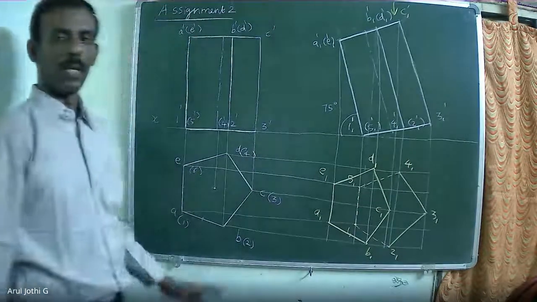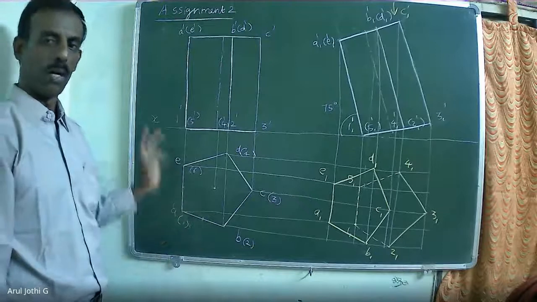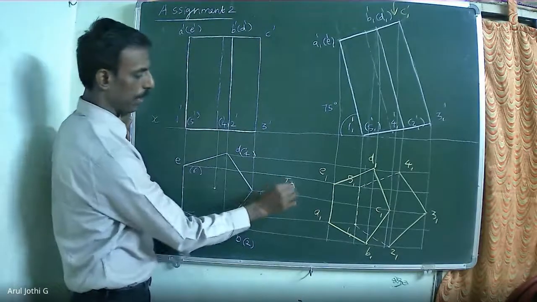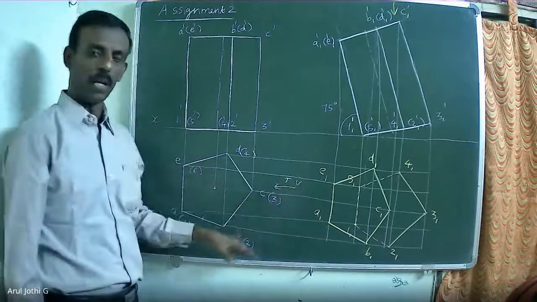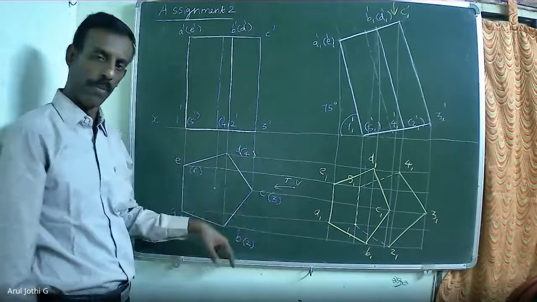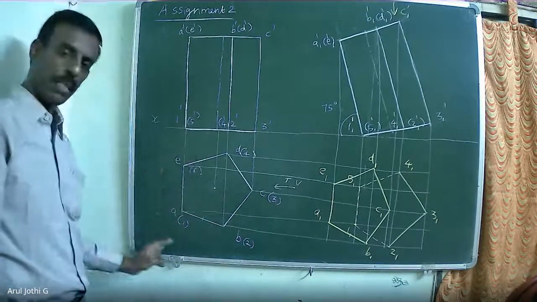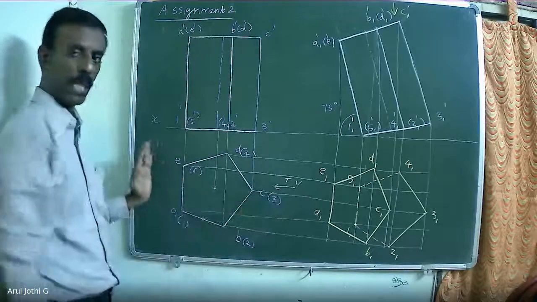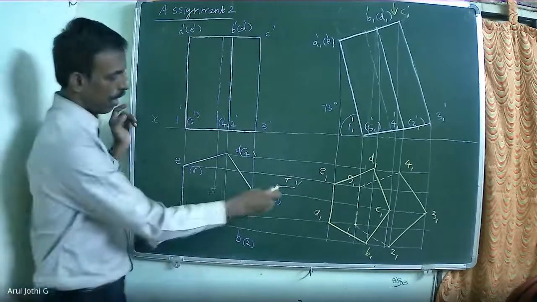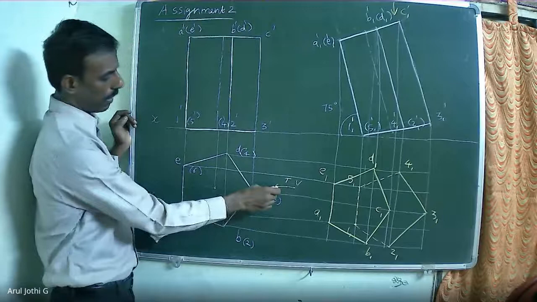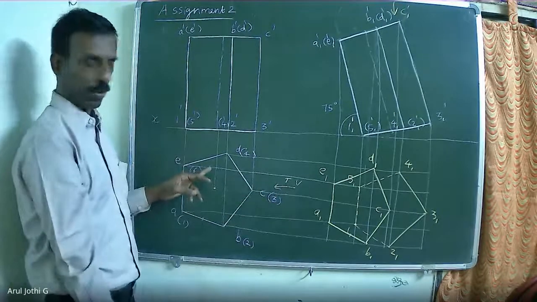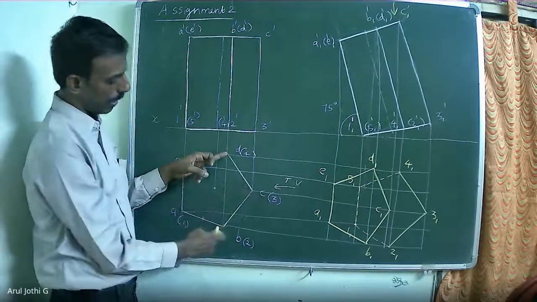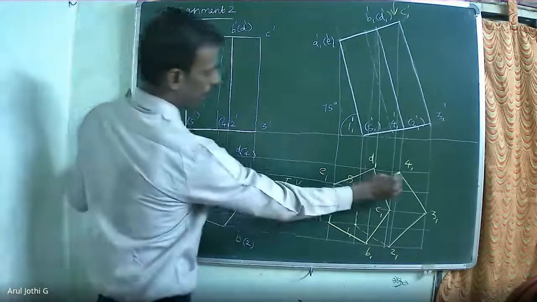After that, we have to identify the visible and the invisible longer edges. How to identify? Look at the top in this direction. Whatever longer edges are available at the front side will be visible. Whatever longer edges are available at the back side, in this direction, this will be the back side, will not be visible. Now, look at the top in this direction to identify the longer edges alone. D4, C3 and B2. These three longer edges are visible.